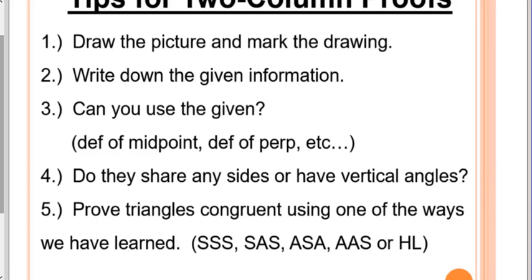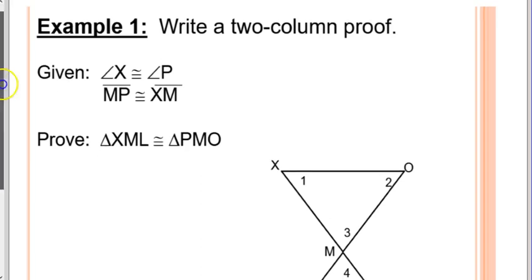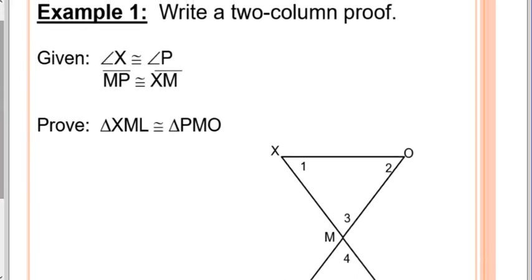Can you use the given? Okay, we'll get to that in a little while. Do they share any sides or have any vertical angles? That's what we've been talking about. If it's the same side, mark it. Prove the triangles are congruent using one of the rules we've learned. So that's what we're going to be doing. So, write a two-column proof.